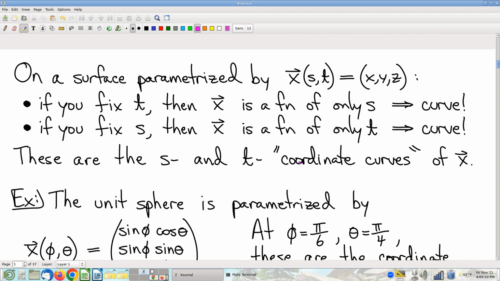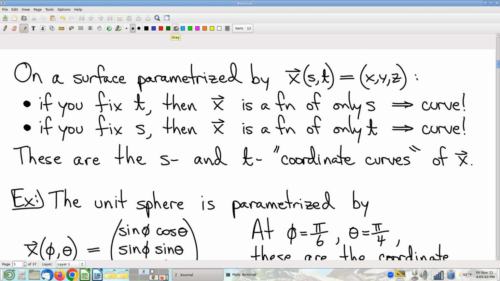Okay, so now we're going to start doing stuff with parameterizations in the last 15 minutes here. And again, I've got to work up to what we really need here. I'm going to start off though with this idea of coordinate curves. Here's the big idea. Keep in mind, if you have a parameterization, you've got position as a function of two parameters.